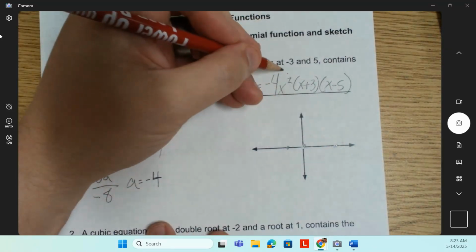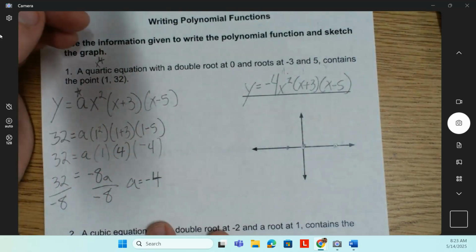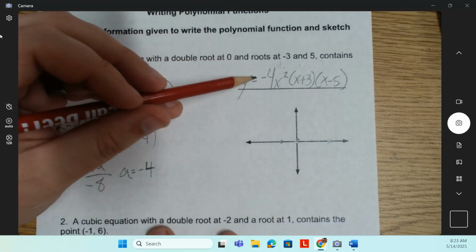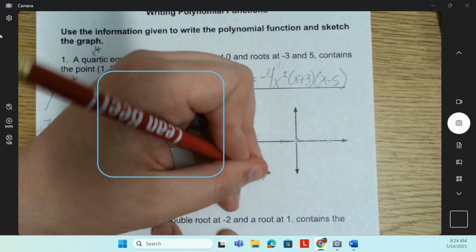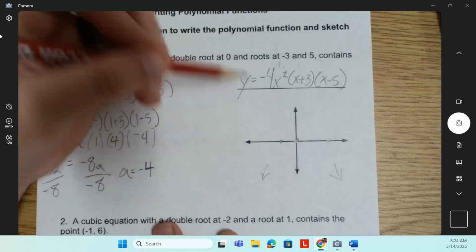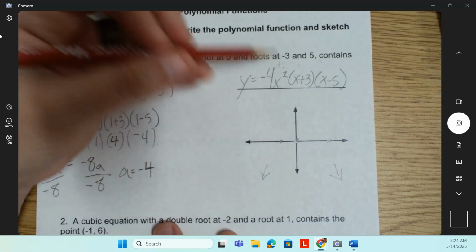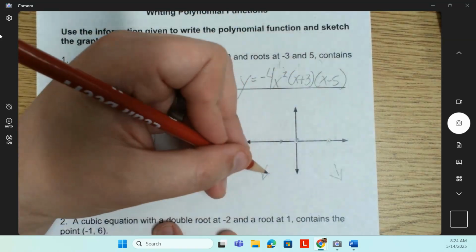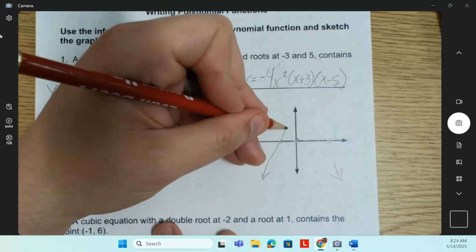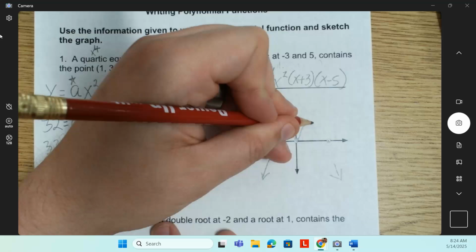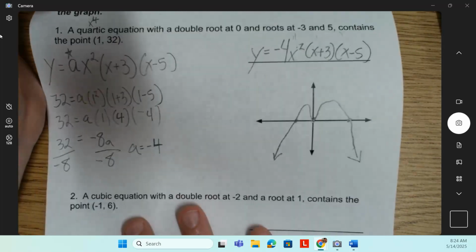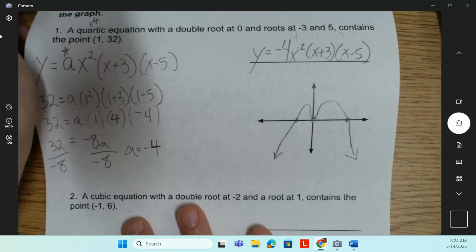So since there's 1, 2, 3, 4 x's, that means it's either going all up or all down. And for this one, since there's a negative up front, it means it's going down on both sides. I've got just 1 at -3, so it's going to go through that, a double root at 0, so it's going to hit that like a parabola, and straight down through my +5, and get something that looks similar to that.